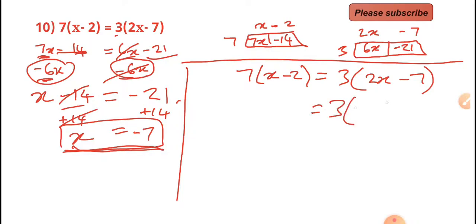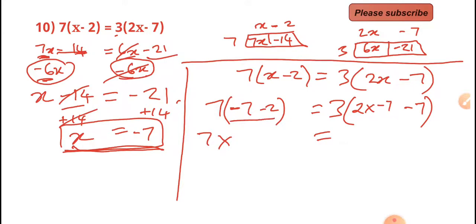So on the right, 3 times, instead of 2 times x, it's 2 times minus 7, and then take away 7, close bracket. On the left hand side, 7 times, instead of x minus 2, it's going to be minus 7 minus 2, and then close brackets. So on the left hand side, we're going to do 7 times whatever is inside the bracket. So minus 7 minus 2 is equal to minus 9. And on the right hand side, again we have to follow the rules of BIDMAS. So 2 times minus 7 is minus 14, minus 7. So that minus 7 is just copied down here.